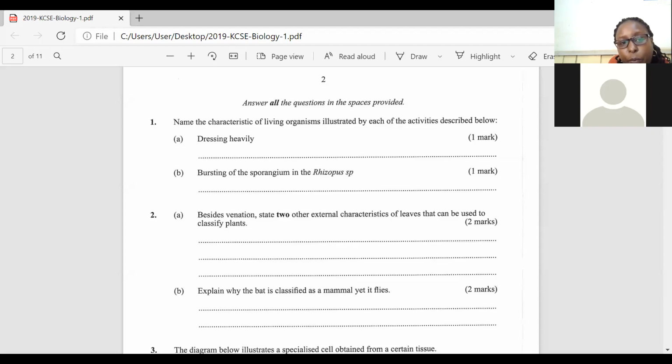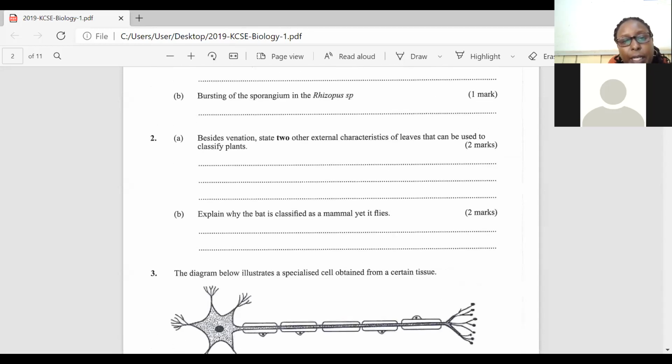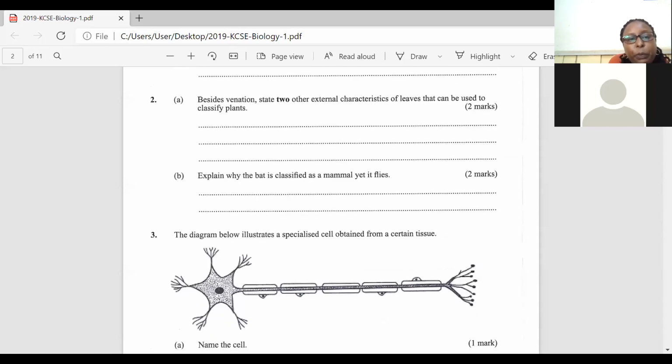So that is from Form 1 work where we talked of the characteristics like nutrition, we talked of reproduction, excretion. For the learner, he had to actually identify which of those characteristics would fit with what you have been given there. Then question two, part A.